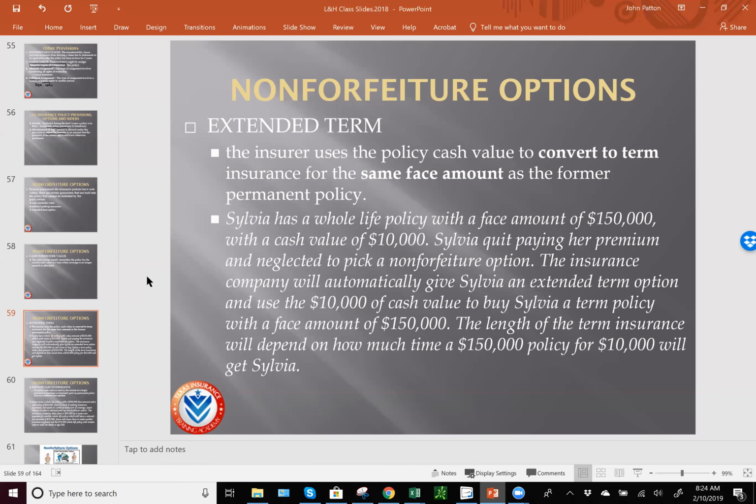So let me give you an example. Sylvia has a whole life policy with a face amount of $150,000 and a cash value of $10,000. Sylvia quit paying her premium and neglected to pick a non-forfeiture option. The insurance company will automatically give Sylvia an extended term option and use the $10,000 of cash value to buy Sylvia a term policy with a face amount of $150,000. The length of the term insurance will depend on how much time a $150,000 policy for $10,000 will give Sylvia. So the main thing you need to know is that it's going to be a term policy with the same face amount.